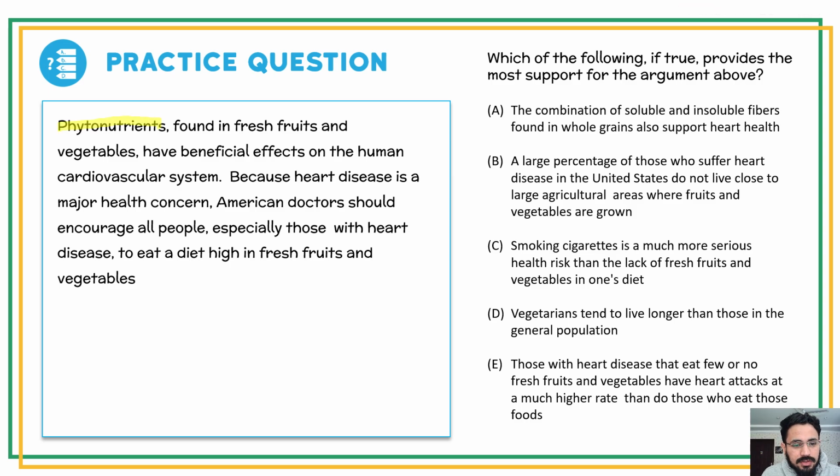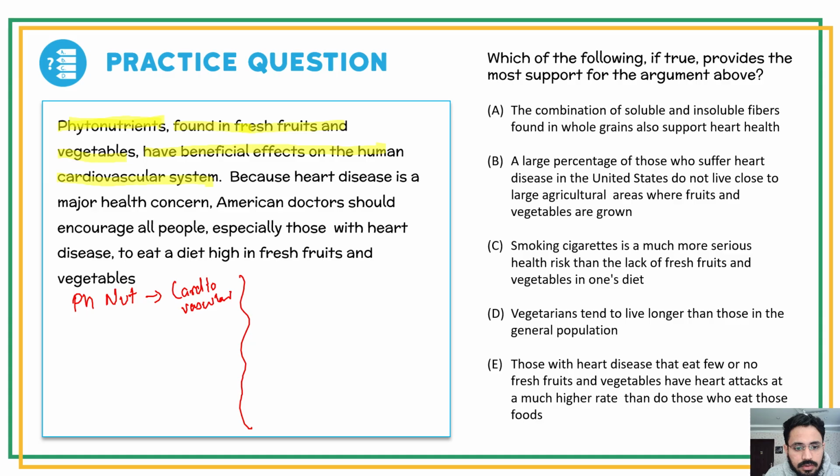Phytonutrients, let's just call them phytonutrients. So phytonutrients found in fresh fruits and vegetables have beneficial effects on the human cardiovascular system. Okay, that's information. So some phytonutrients, I'm just going to call them, are good for cardiovascular. I'm not going to write that word completely. Cardiovascular, okay, I did.